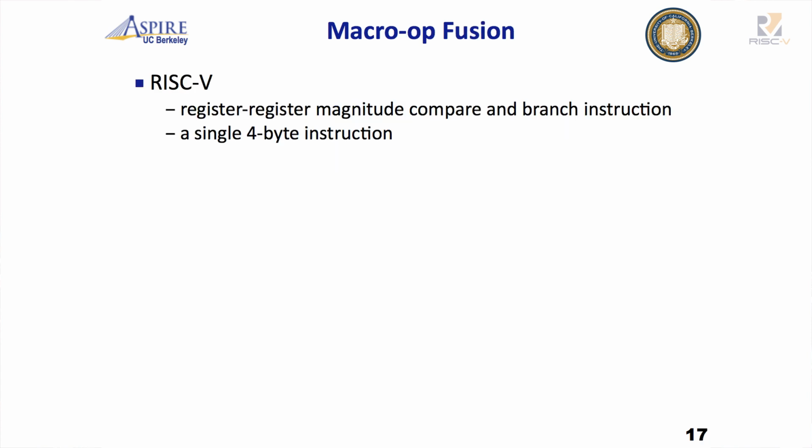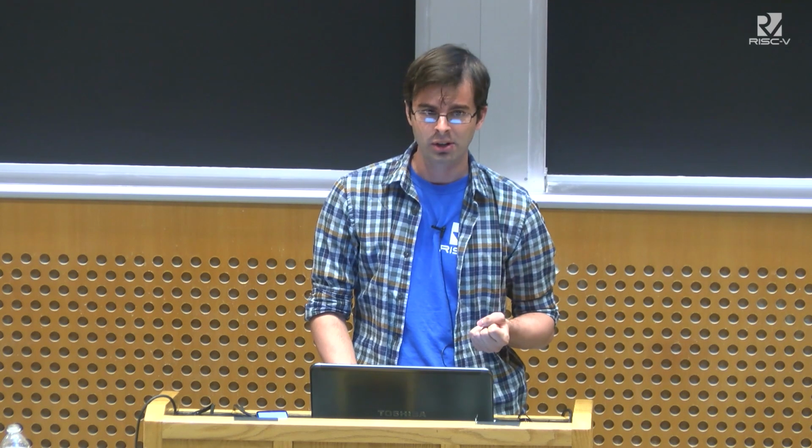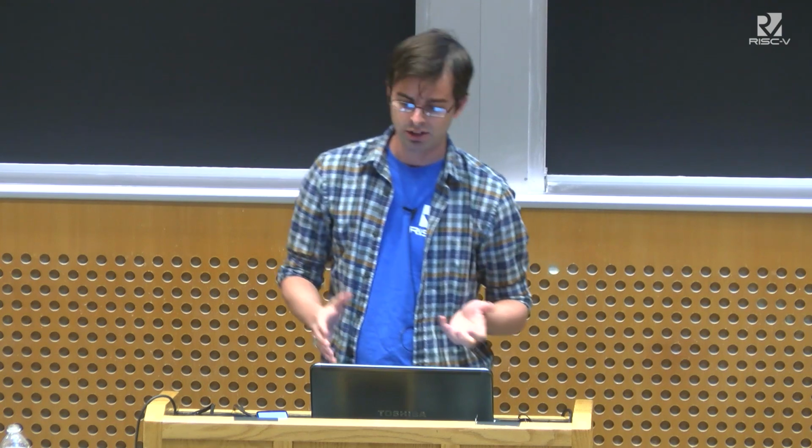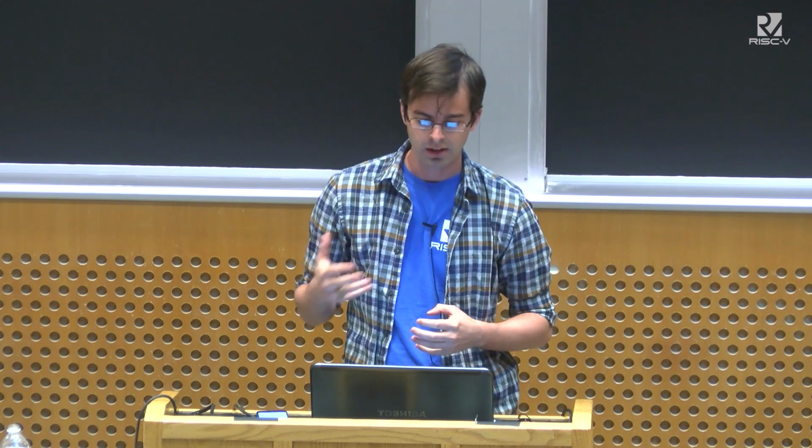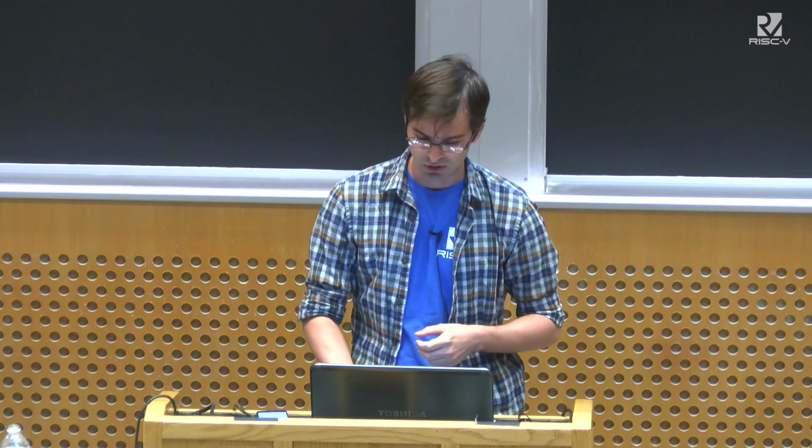As an example, in RISC-V, we have a full register-register magnitude compare and branch instruction. That's a single 4-byte instruction. I had no idea this is actually a fairly uncommon instruction in ISAs. For ARM and x86, these are 2 instructions: one, the compare that sets the condition code, and then the second instruction branches based on that condition code.